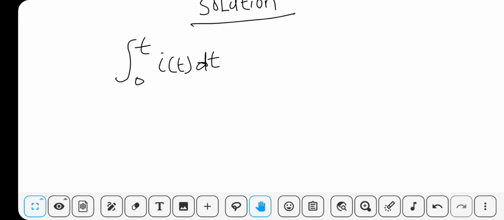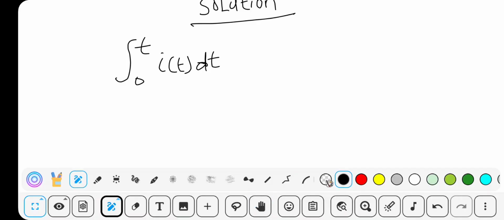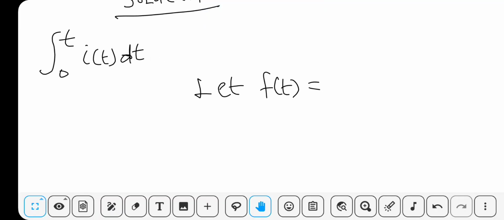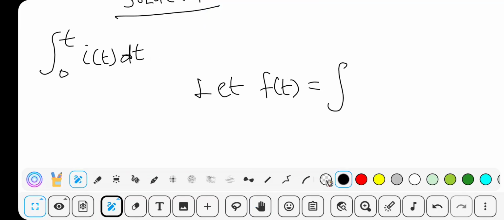So what I'll do now is let f(t) be equal to the integral from 0 to t of i(t) dt. Let this be a function of time.